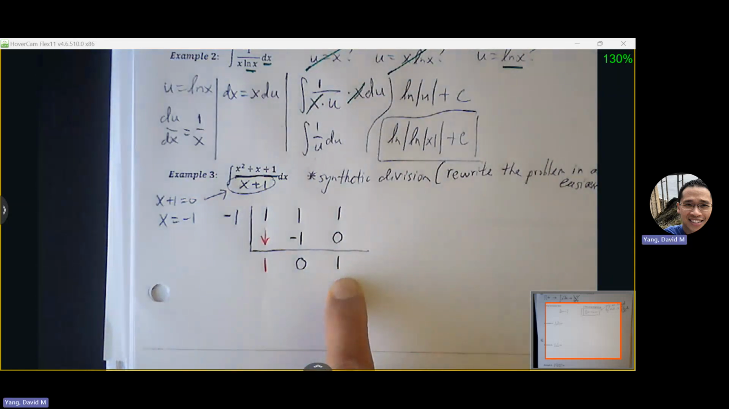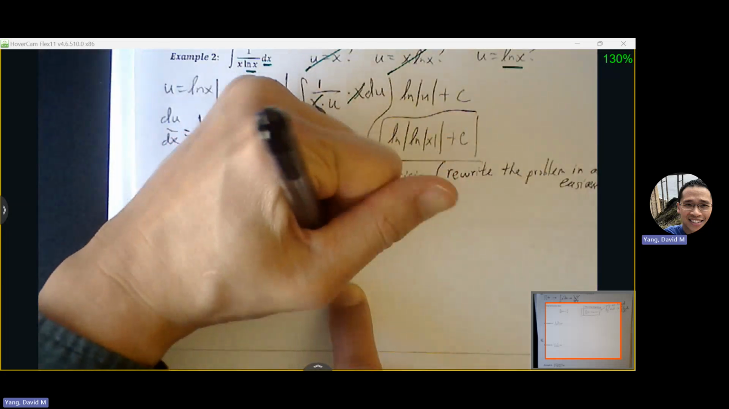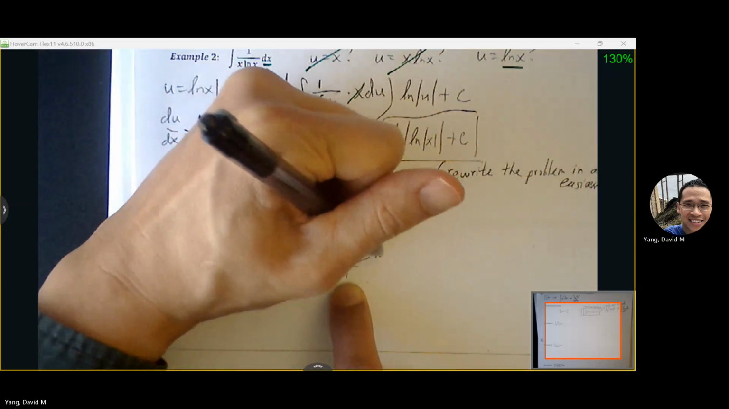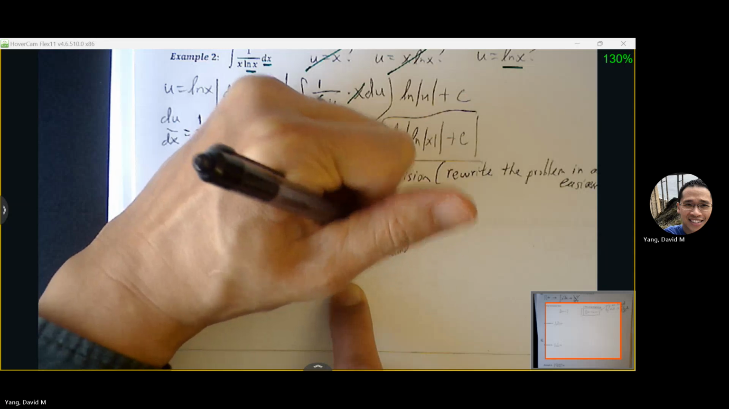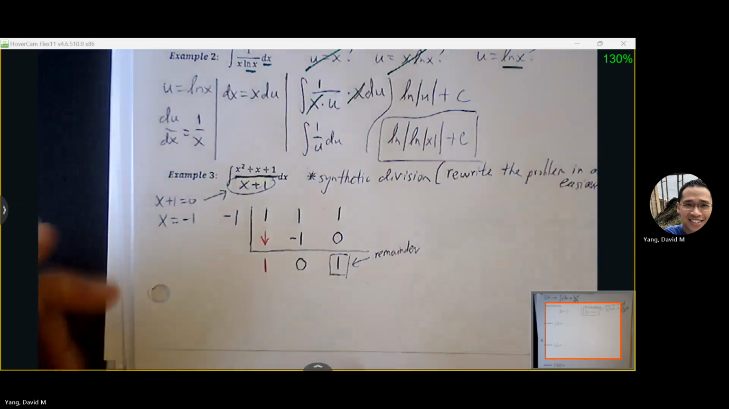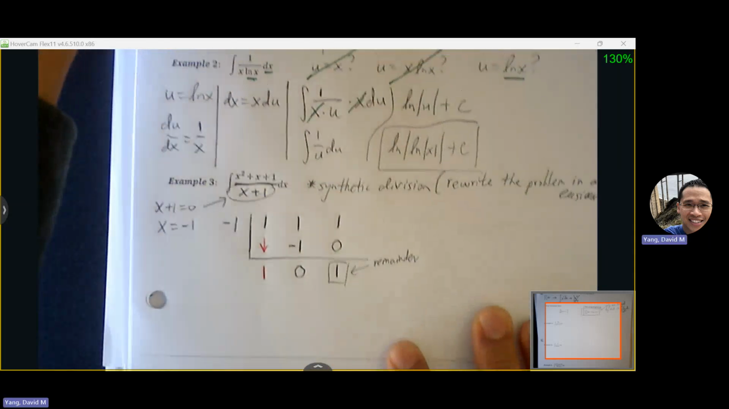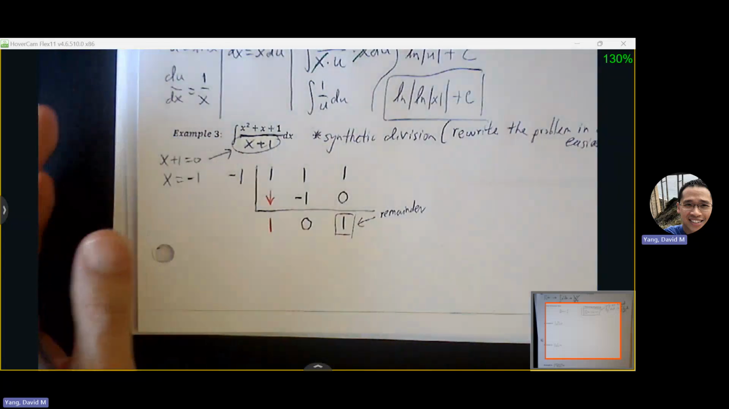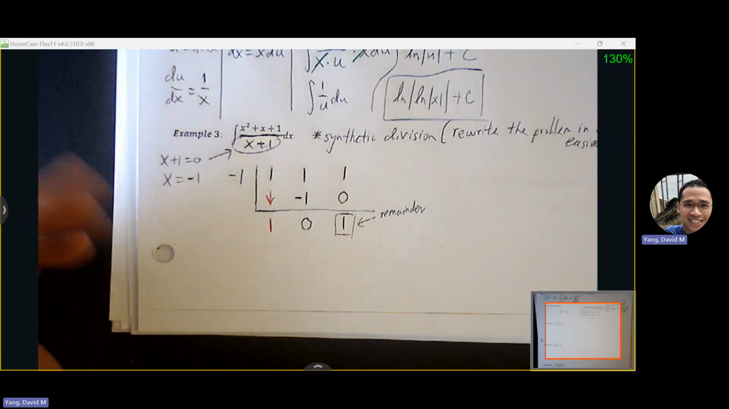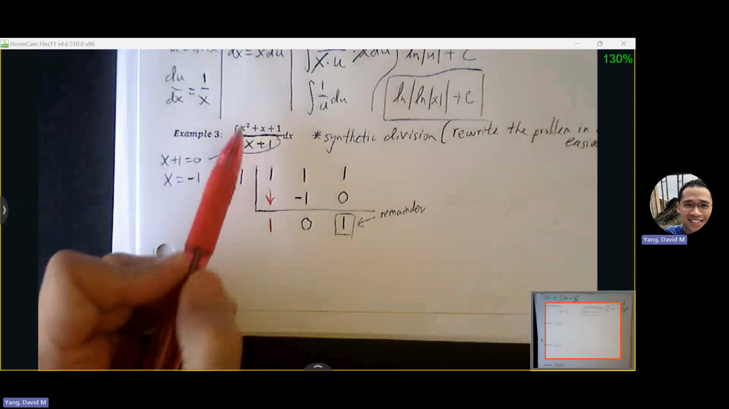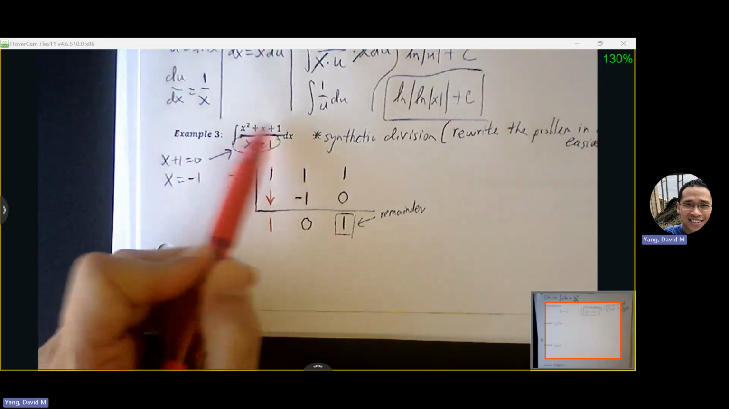Now, if this number is anything but a 0, then we call this the remainder. This is the leftover term. And the remainder tells us that we can't divide any further, so we're just basically having some leftover in our problem. Now, we're dividing x squared by x, essentially.